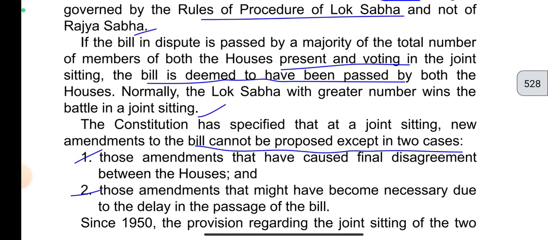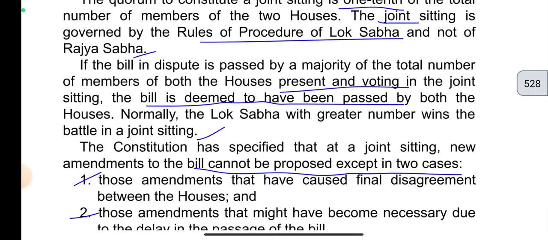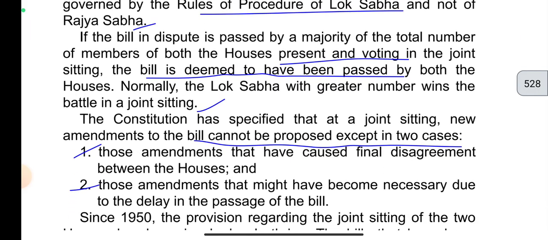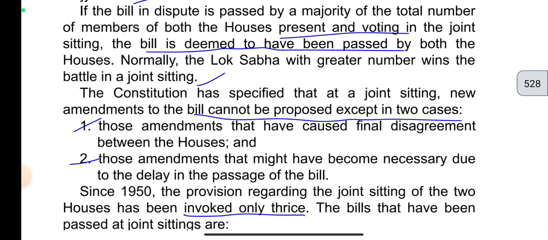ये भी ध्यान रखने वाली बात है कि जॉइंट सिटिंग में कौन सभा की रूल्स फॉलो होगा, लोकसभा का, नॉट राज्यसभा. इफ द बिल इन डिस्प्यूट इज पास्ड बाय मेजॉरिटी ऑफ द टोटल नंबर ऑफ मेंबर्स ऑफ बोथ द हाउसेस प्रेजेंट एंड वोटिंग इन द जॉइंट सिटिंग, द बिल इज डीम्ड टू हैव बीन पास्ड बाय बोथ द हाउसेस. नॉर्मली द लोकसभा विद ग्रेटर नंबर विन्स द बैटल इन अ जॉइंट सिटिंग.